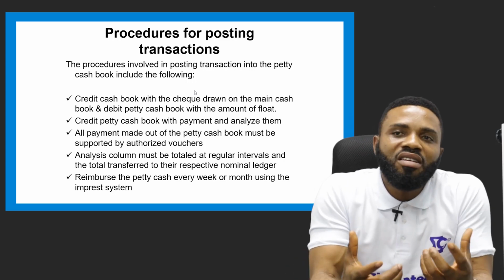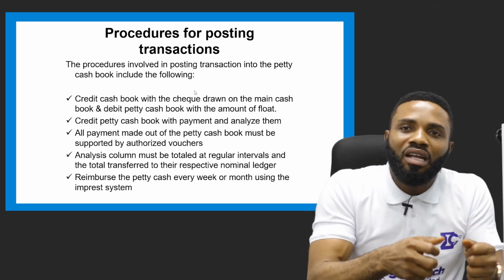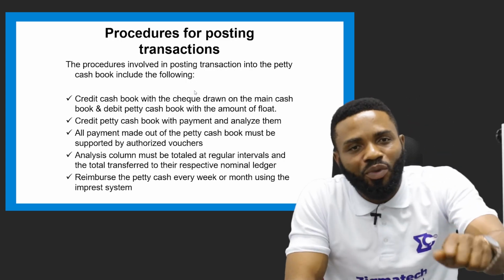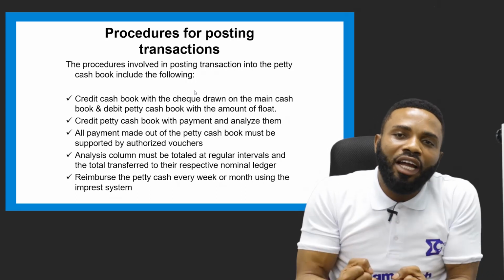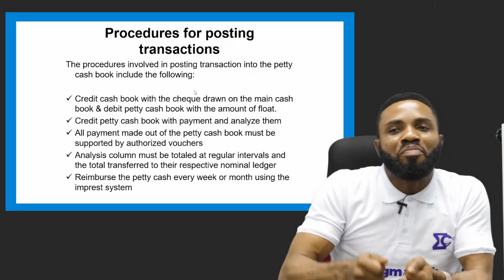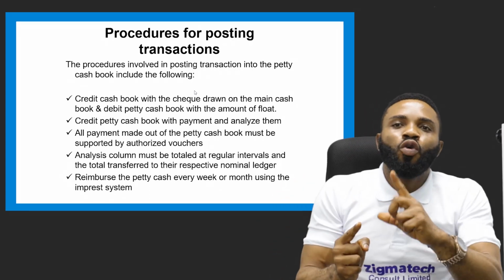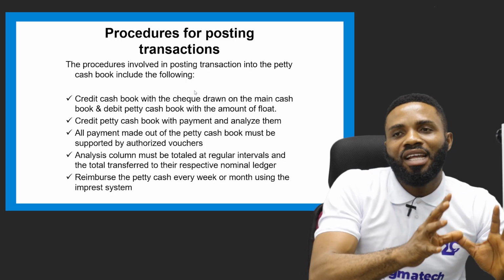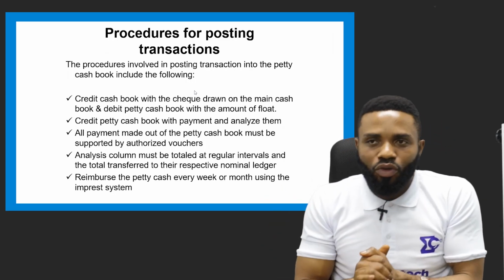So when money is taken from the main cash book, that money will be credited to the cash book because cash is given. And then when that money enters the hand of the petty cashier, that money will be debited because the petty cashier is now receiving. So you are going to credit the main cash book and what? Debit the petty cash book.